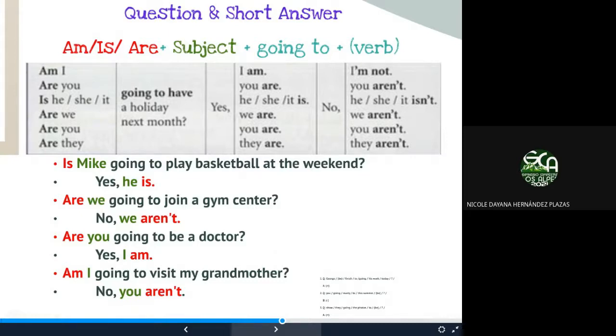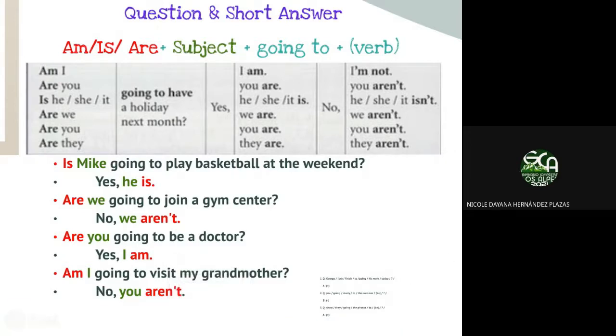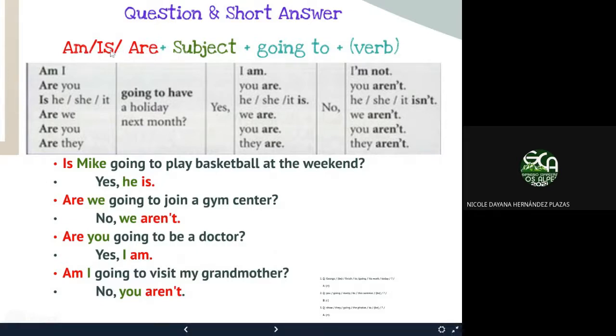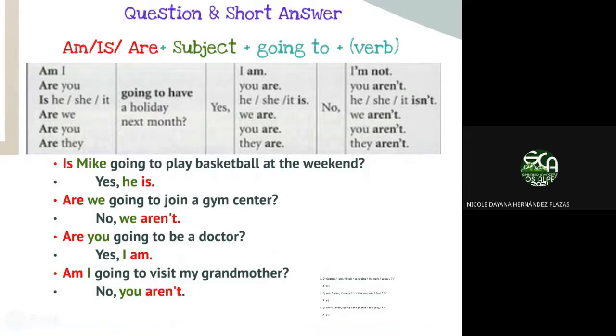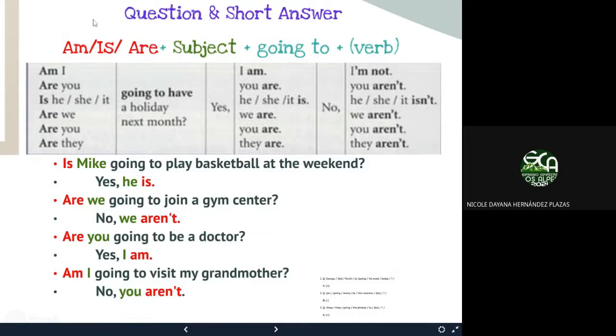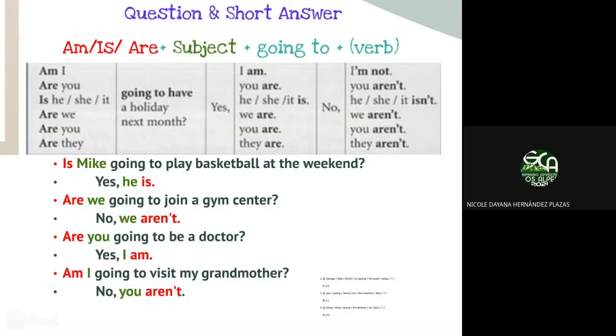In this case, with be going to, it is exactly the same. Look at this. Miren el orden cómo cambió. Antes teníamos sujeto, verbo to be, going to, and so on. Now, the first thing you are going to have is the verb to be. Ya no va a ser she is going to, ahora va a ser is she going to? A question. So, the first part, verb to be, according to the subject, then the subject, then going to, and then, of course, the verb, the complement, and the question mark.